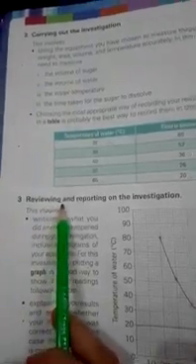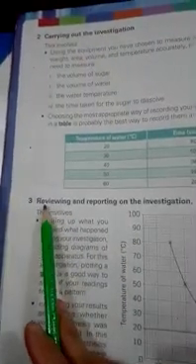Okay. Now the third step of scientific investigation is reviewing and reporting on the investigation. Third step, reviewing means to say that उसको review करना, देखना, and reporting और उस result को report करना. How you did this experiment and what you did in this experiment. Okay. This involves writing up what you did and what happened during your investigation, including the diagram of your apparatus.